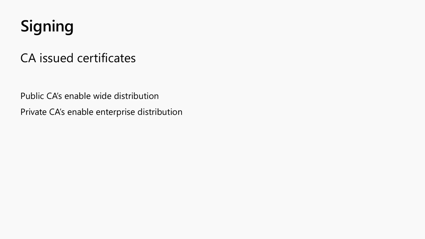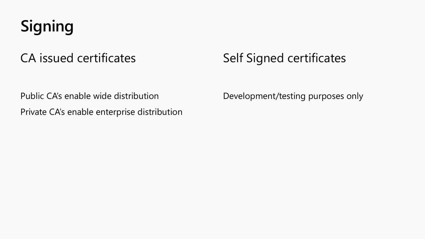So with public CAs, you can enable wide distribution. If you have a certificate from DigiCert or Symantec or any other CA that is already trusted in Windows, all your packages will be trusted. If you are in a company, you can use your private CAs. Self-signed certificates can be used for testing or development, but they are not intended for production usage. So we recommend to control how to use these self-signed certificates.